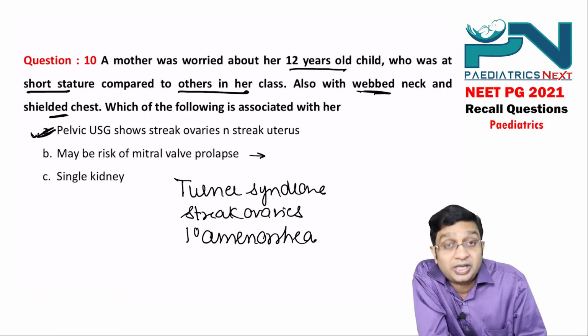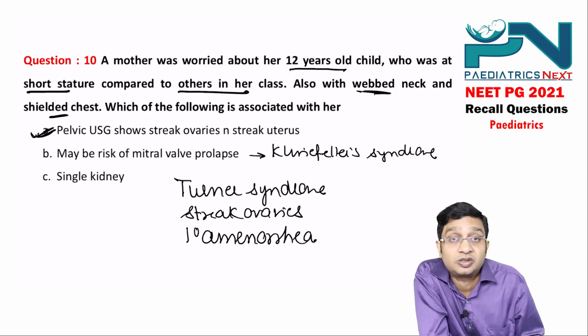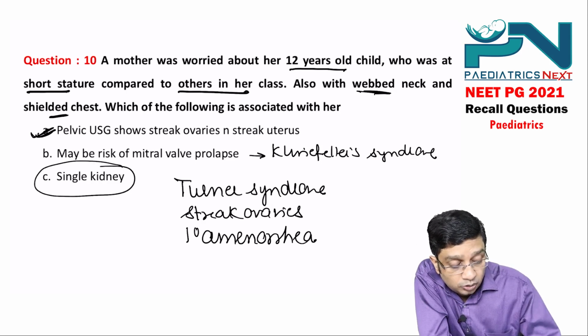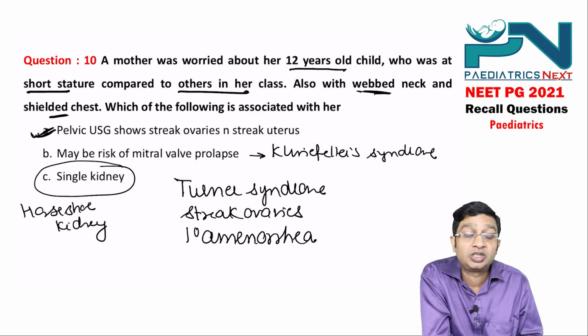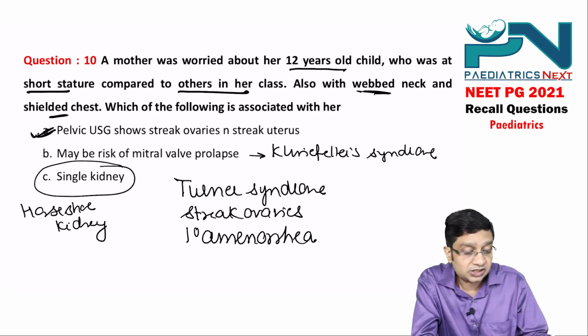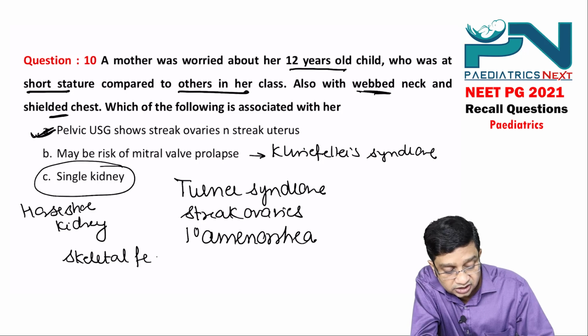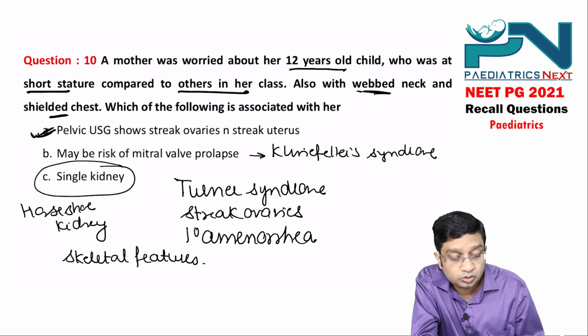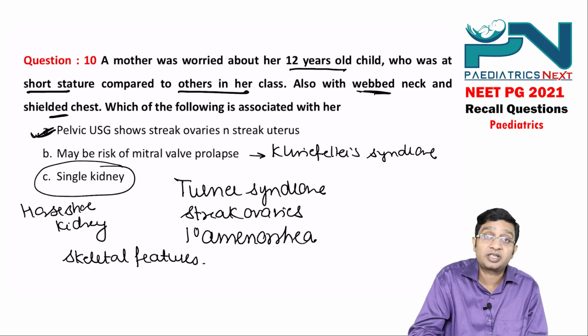Mitral valve prolapse is a feature which is seen in Klinefelter syndrome. Single kidney: most likely if there is a problem here, you get a horseshoe kidney. There can also be skeletal features, which are an important feature of Turner syndrome, right? So these two questions, question number 9 and 10, based on Turner syndrome, were direct questions.